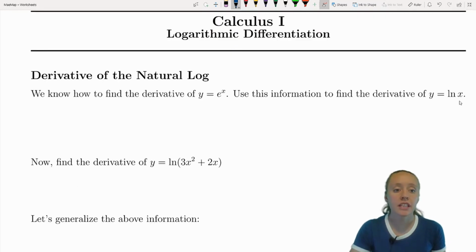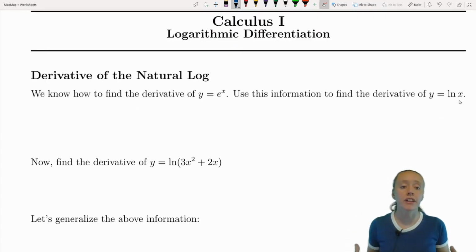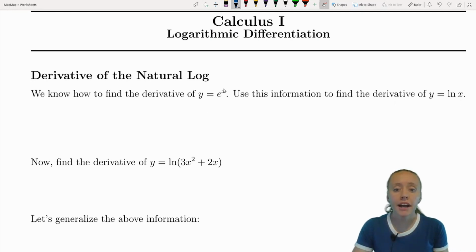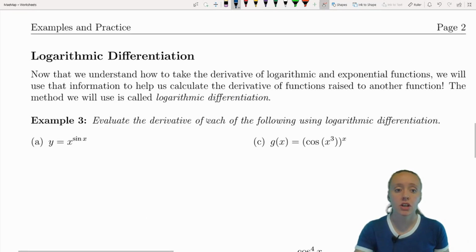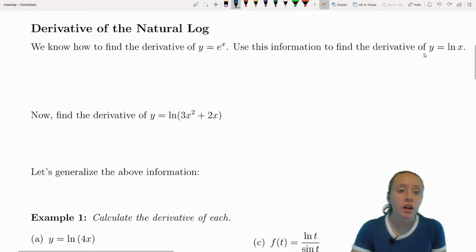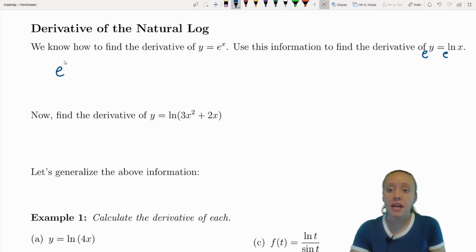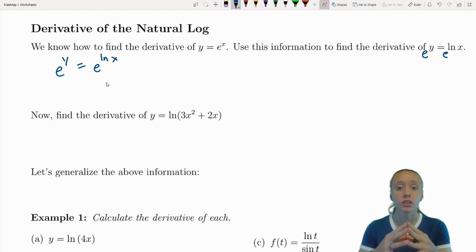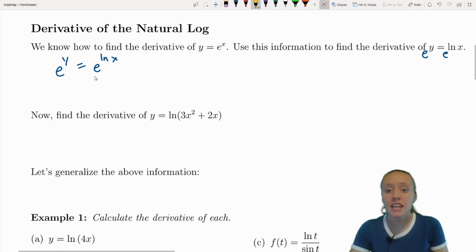So if y equals the ln of x, I don't really know how to take the derivative of ln of x yet. That's what we're learning. But I know how to take the derivative of e raised to something. So what I'm going to do is raise the left-hand side and the right-hand side of y equals ln of x from e. So I'm going to have the base of e for both sides of my equation. e to the y equals e to the ln of x. And again, why I said to review your log rules is because this e to the ln, because those are inverses, they essentially will cancel each other out. So I'll get that e to the y equals x.